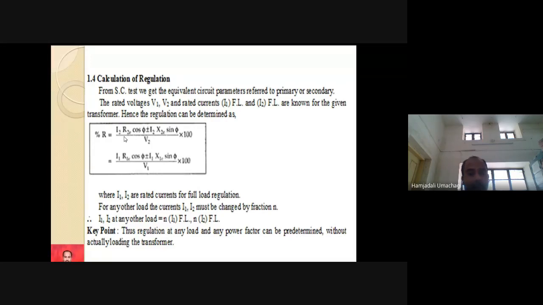And always, leading power factor will give negative regulation, lagging power factor will give positive regulation, whereas unity power factor means cos phi is 1, whereas sin phi is 0. Yes or no? In that case, the formula for a UPF resistive load is I2 R2e divided by V2 into 100, because cos phi will be 1 and sin phi will be 0. The rest of these terms will become 0 here, because sin 0 is 0, whereas cos 0 is 1. Is it clear?